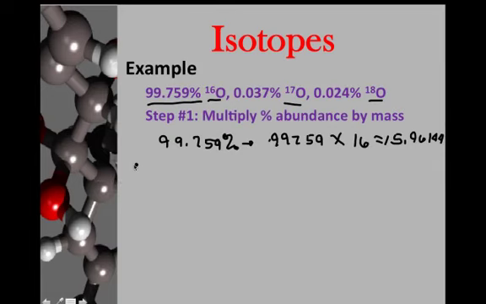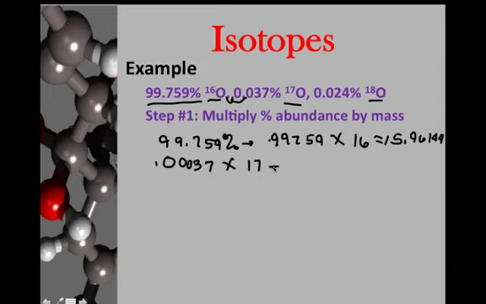Now let's take the next one. Move the decimal twice to the left, so that becomes 0.0037. Is it 3 zeros? Three zeros, I think, because we had one already. 0.0037. I almost messed up. Times 17.